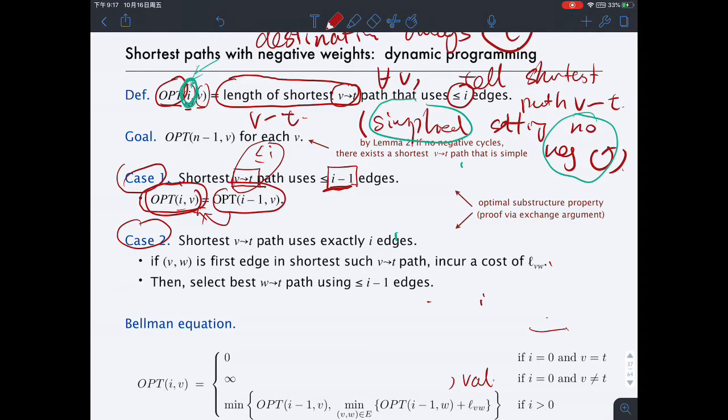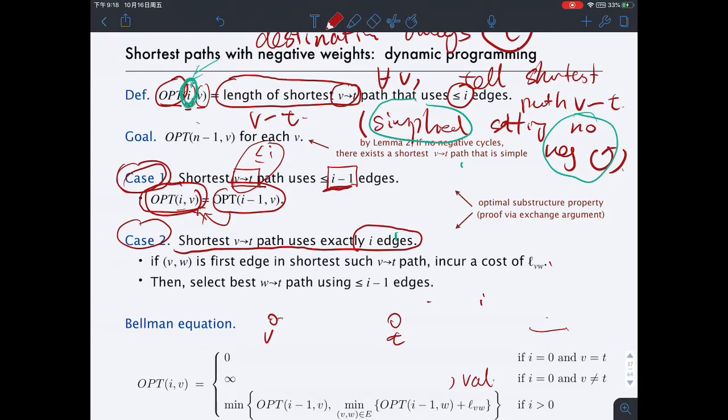It can also be that the optimal solution has less than i edges, right? For this case, it's a pretty simple recursion. We just look into opt i minus 1 of v. And in the second case, in case case 1 is false, then we can conclude that the shortest path uses exactly i edges, right?